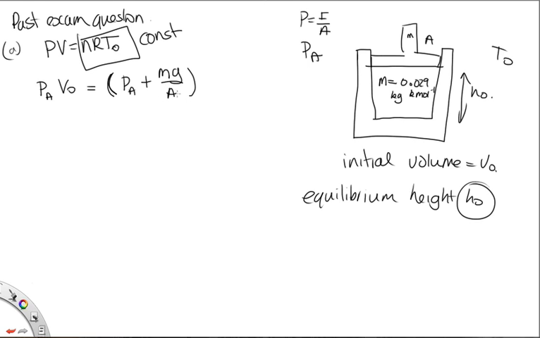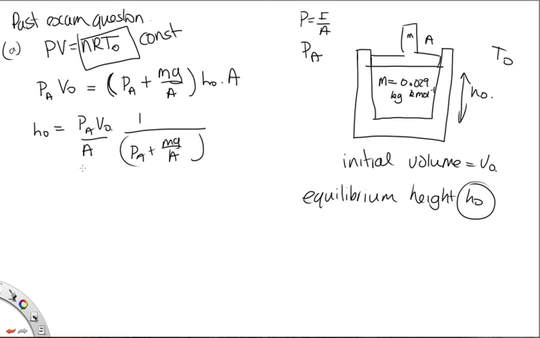So that's the new pressure, and then we've got a new volume. It's at height H0 now, but it's still got surface area A. So what we need to do is rearrange this for H0. So we've got H0 is equal to PA V0. Now there's this A, and then we're dividing by this as well. So this is 1 over PA plus mg over A.